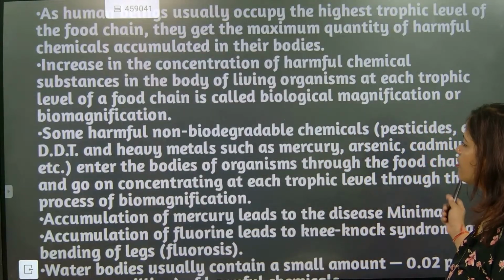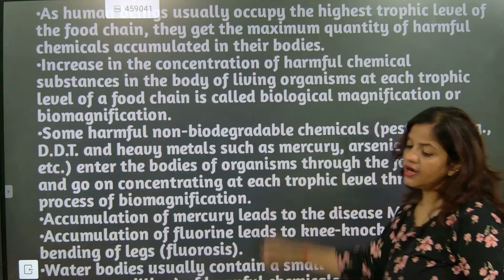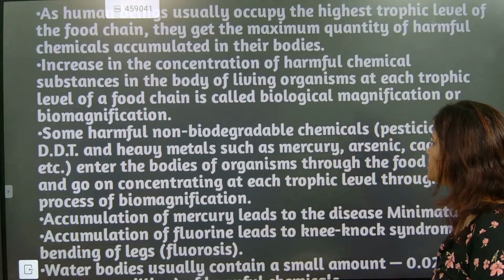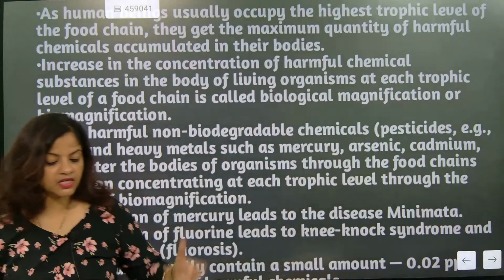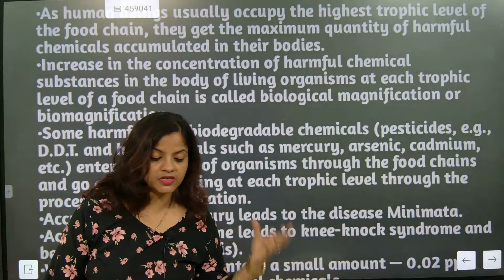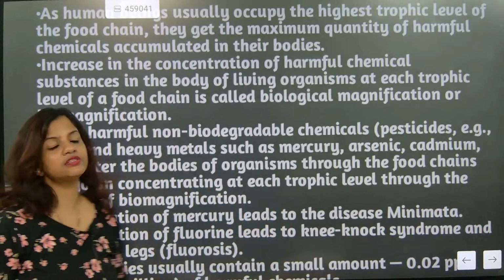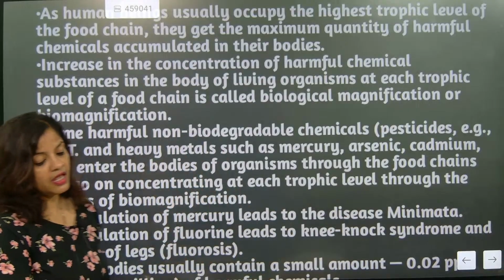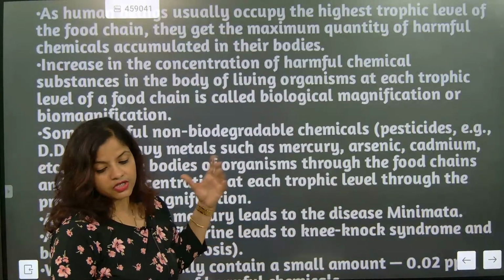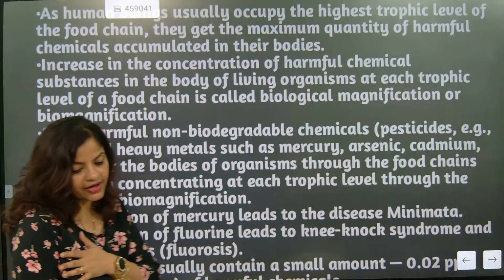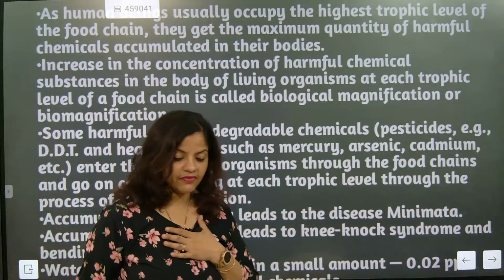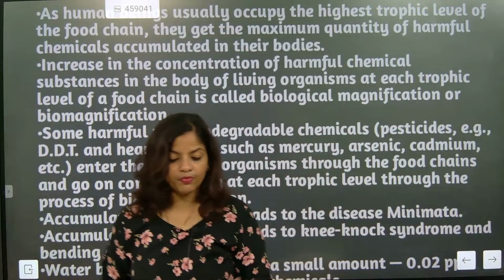Some harmful non-biodegradable substances are pesticides and DDT, and mercury, lead, arsenic, cadmium, which are very poisonous metals. If they go inside the bloodstream, they will definitely affect you. So there is 100% accumulation of these toxins. See, if I am doing agriculture, I will be affected because I am putting in more pesticides.